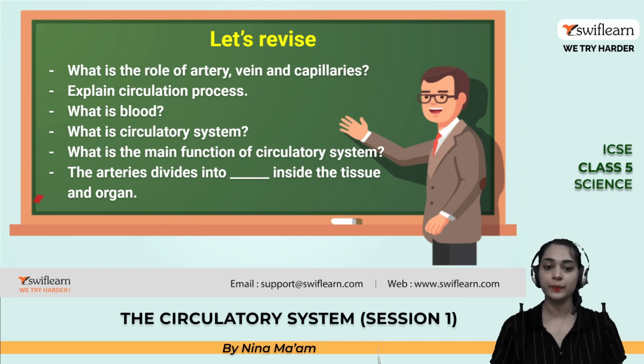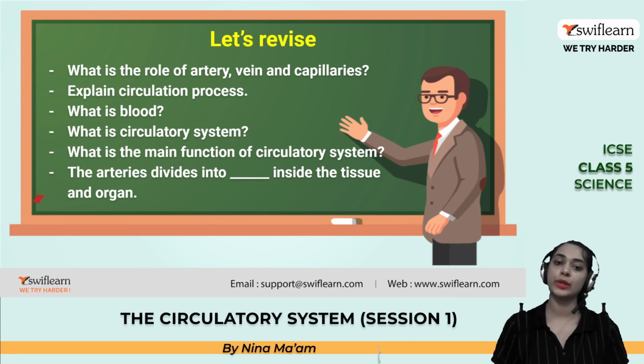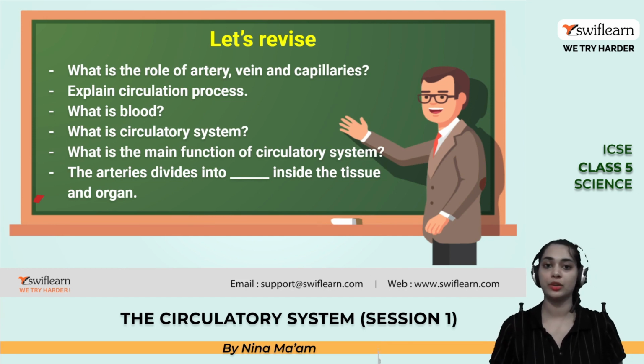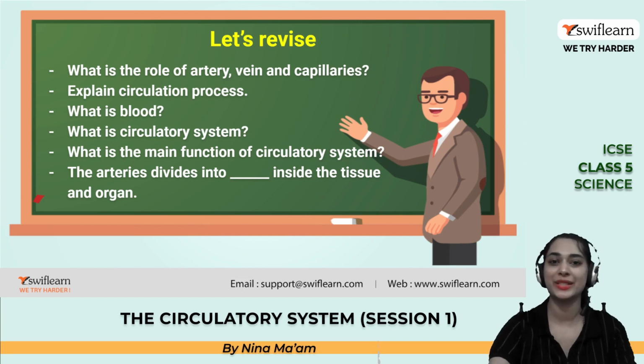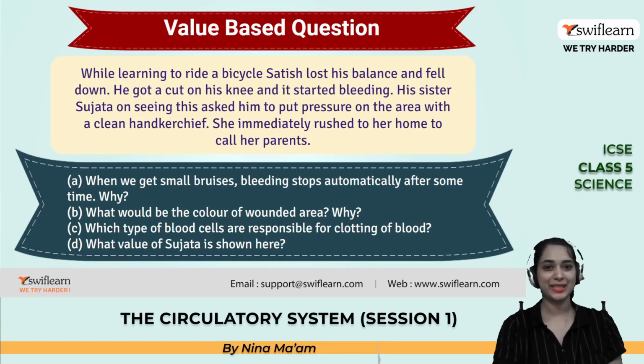And the last one, the circulatory system transports hormones to target cells and organs, and helps to regulate the temperature in our body, because in the circulatory system the blood is present over there. I hope it's clear. So here is your value-based question.